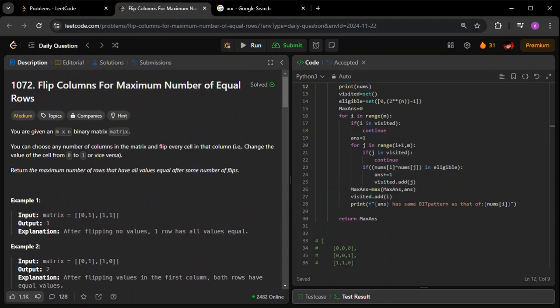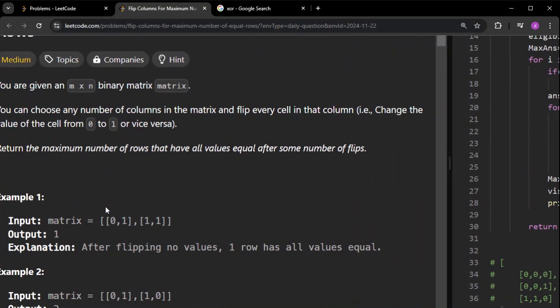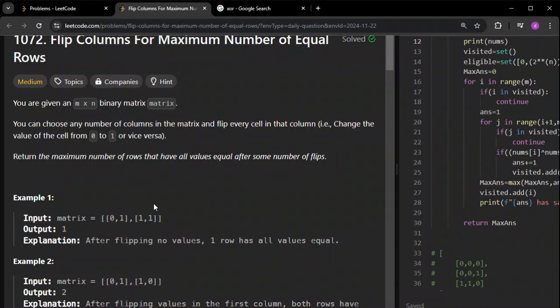It is question 1072, flip columns for maximum number of equal rows. I hope when you are seeing this video you have already gone through the question. Basically, they are saying you can flip any number of columns. Flipping means that when you flip a particular column, all the values in that column will change. First of all, it's a binary matrix, which means it has either zeros or ones. When you flip a column, all the numbers present in that particular column will change the bit.